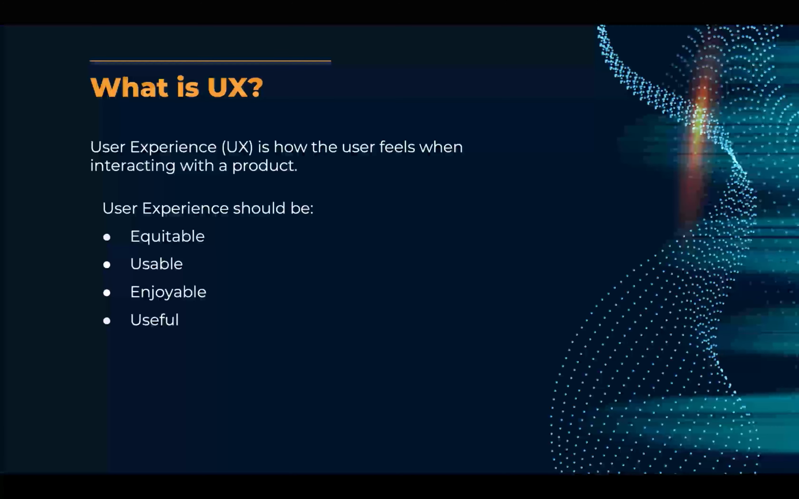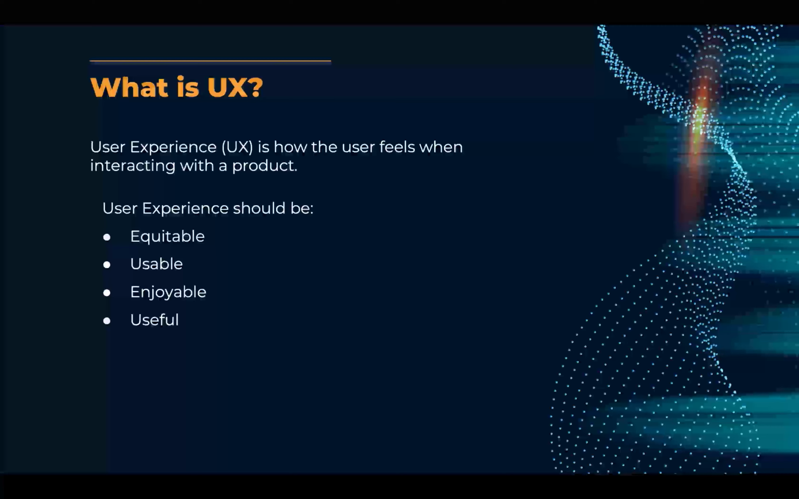Now, when we say equitable, what do we mean? We mean that the design should be able to be used by a wide range of people. A variety of people should be able to use it. It shouldn't be limited to a specific type of people. Disabled people should be able to use it. Abled people should be able to use it. People from different diverse backgrounds should be able to use it as well.